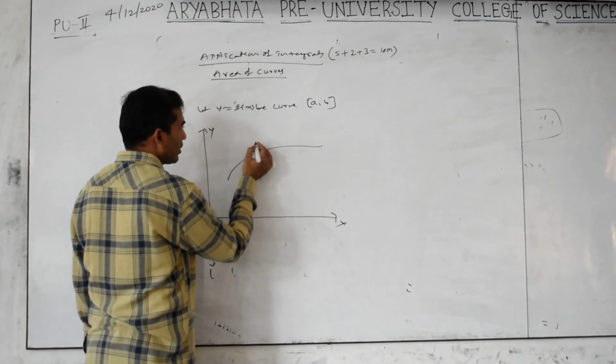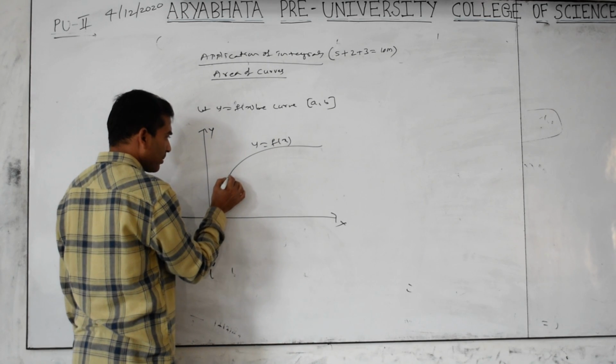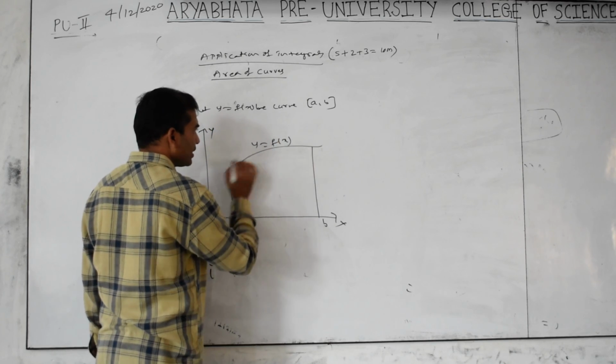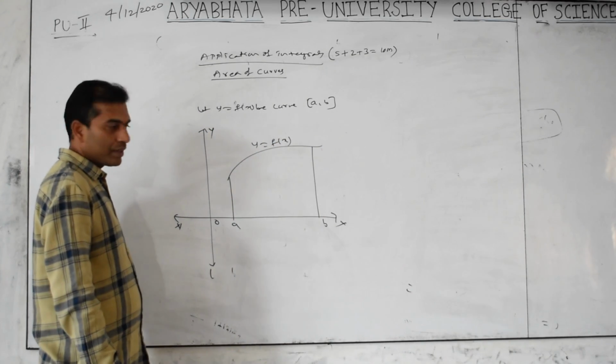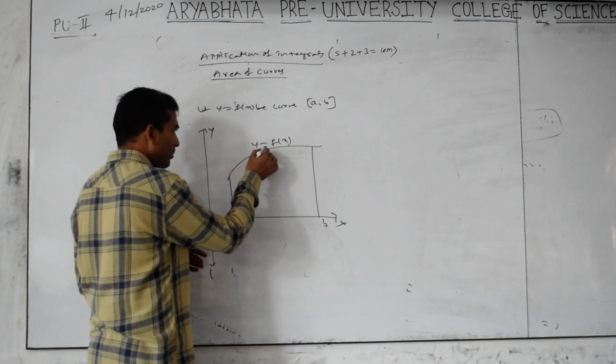Let this be the y equal to f of x curve. This is the closed interval a comma b. This is a and this is b. In between, there is no break in this graph. And this is the x axis.